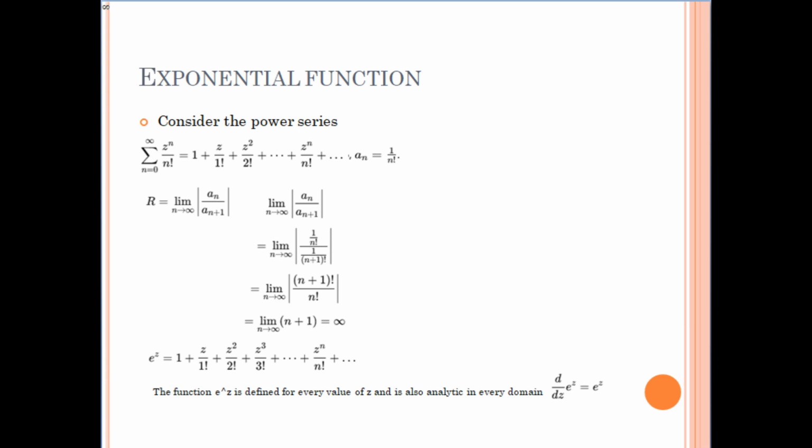This series 1 plus z divided by 1 factorial plus z square divided by 2 factorial and so on is similar to e power z. We know that the formula for e power z is 1 plus z by 1 factorial plus z square divided by 2 factorial plus etc. Therefore, the function e power z is defined for every value of z and is also analytic in every domain. When we differentiate e power z, d by dz of e power z is always e power z.